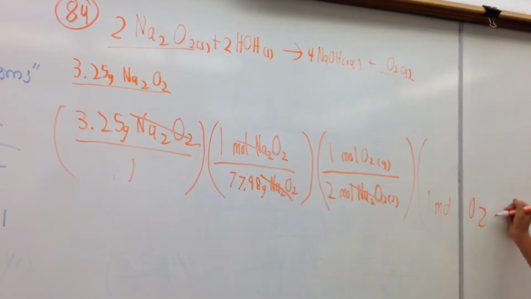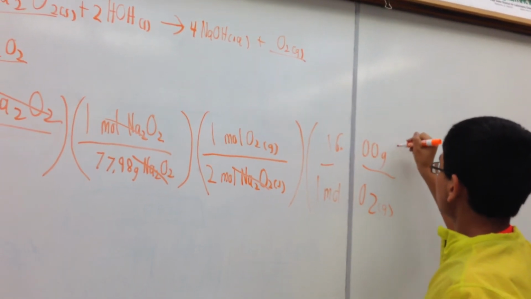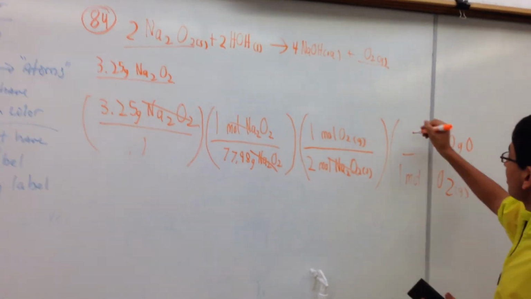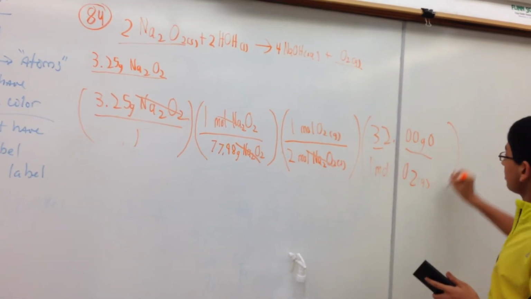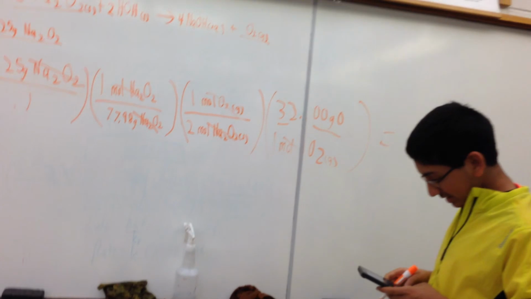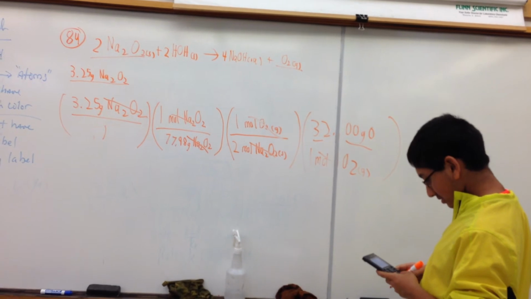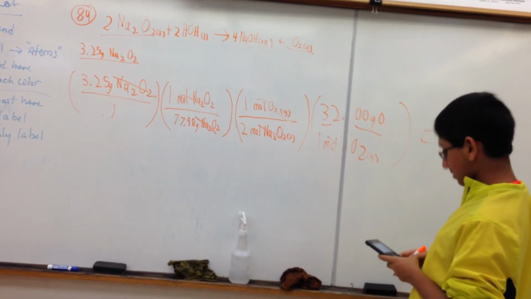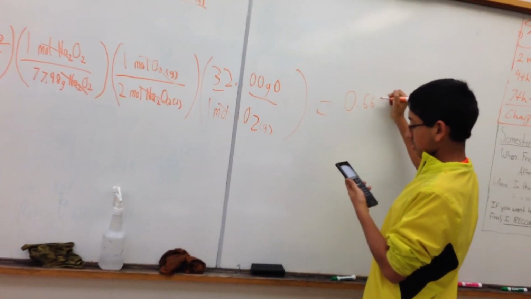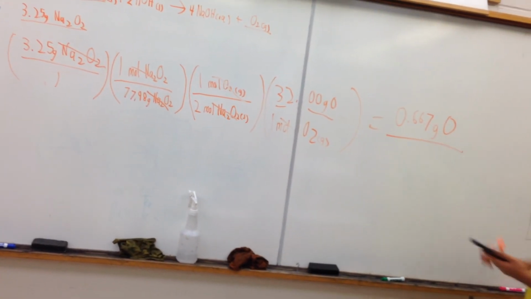Now we use our molar mass, 32, to convert that to grams of oxygen. And we end up with, let me calculate this, .667 grams of oxygen. And that's our answer.